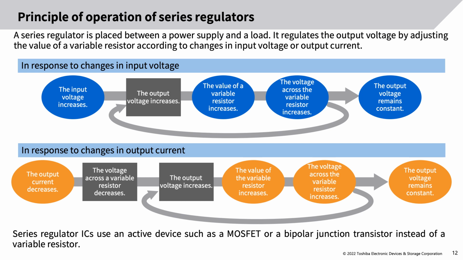When the input voltage is constant and the output current decreases, load resistance increases, the voltage across the variable resistor is increased by increasing the value of the variable resistor, and the output voltage is kept constant. Series regulator ICs use an active device such as a MOSFET or a bipolar junction transistor instead of a variable resistor.